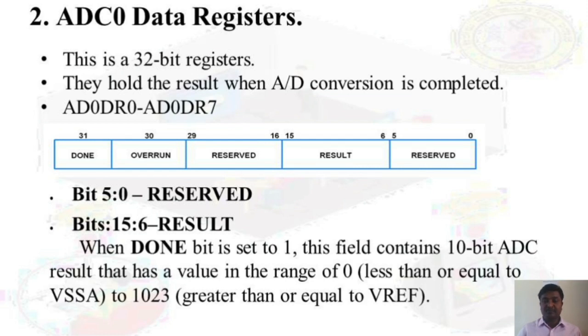In the 0 to 31 bits, bit number 0 to 5 are reserved. Bit number 6 to 15 hold the result value when the done bit, bit number 31, is set to 1. This field contains the 10-bit ADC result, with a value in the range from 0, at VSSA, to 1023, at the reference voltage. As I said, it's a total 10-bit value. 2 raised to 10 is 1024 values, so values start from 0 to 1023. The result will be stored in the data register at bit positions 6 to 15.